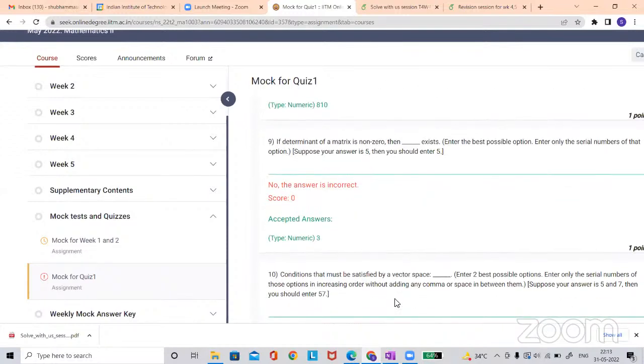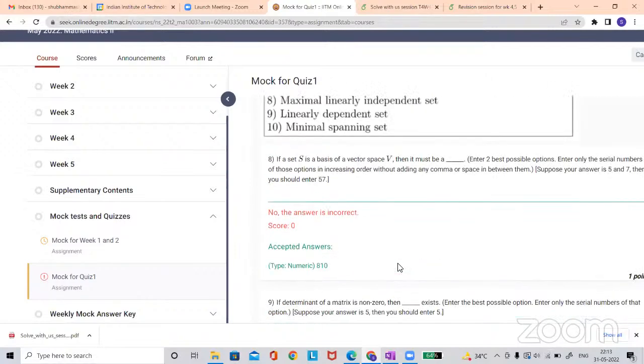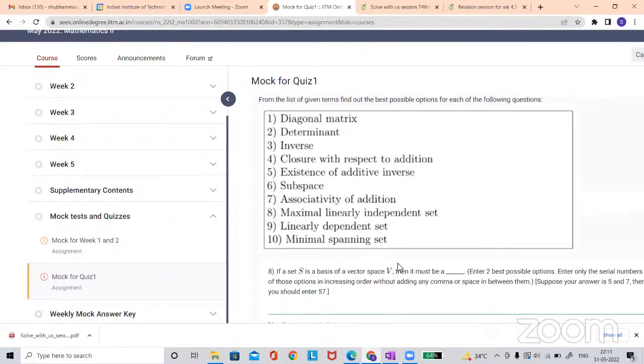How can we say which is best? Because the additive inverse and associativity both are in those 8 conditions. Achha, those are included in the 8 conditions. Yeah, all are there, sir. Both are there in the 8 conditions, sir.